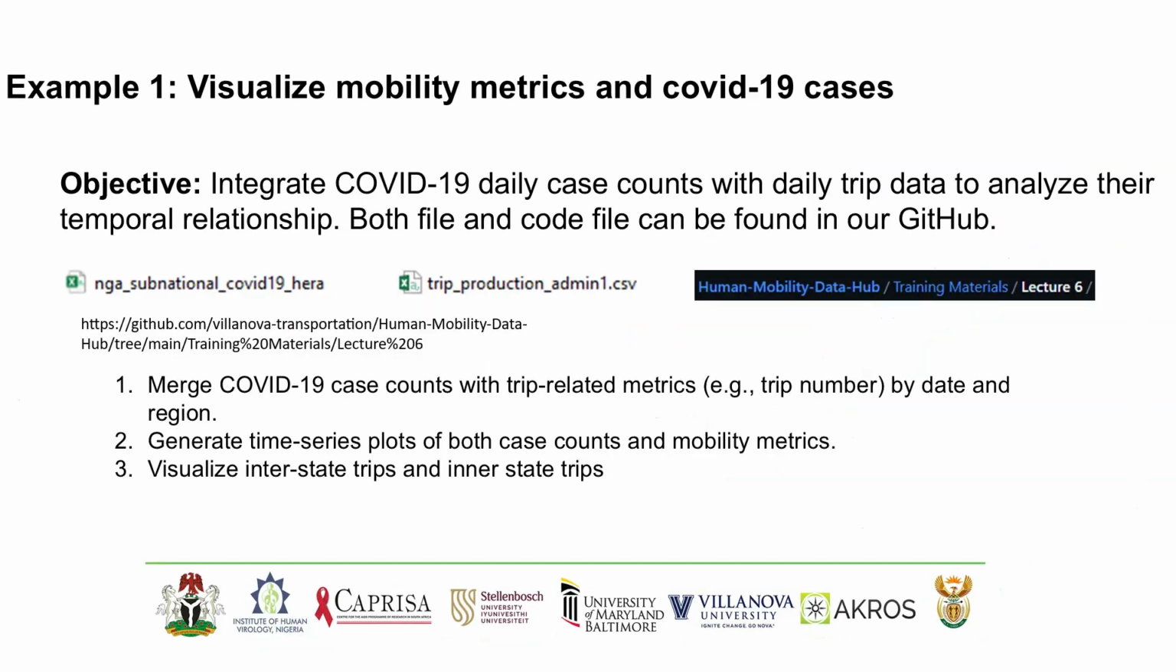In this first example, our goal is to connect COVID-19 case counts with daily trip data to explore their temporal relationship. We'll merge the two datasets by date and region, then generate plots showing how trips and infection numbers evolve over time. All the required files and code are available in our GitHub repository under the Lecture 6 folder.